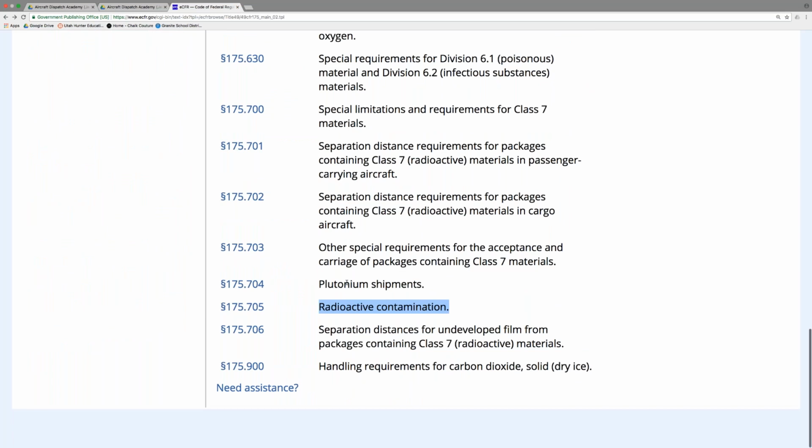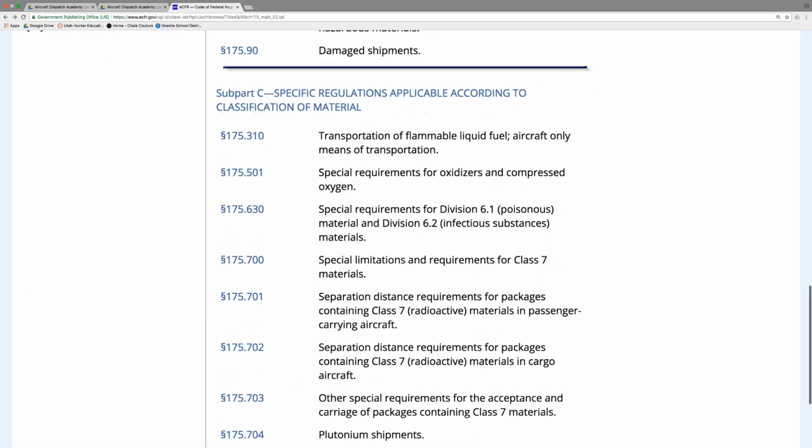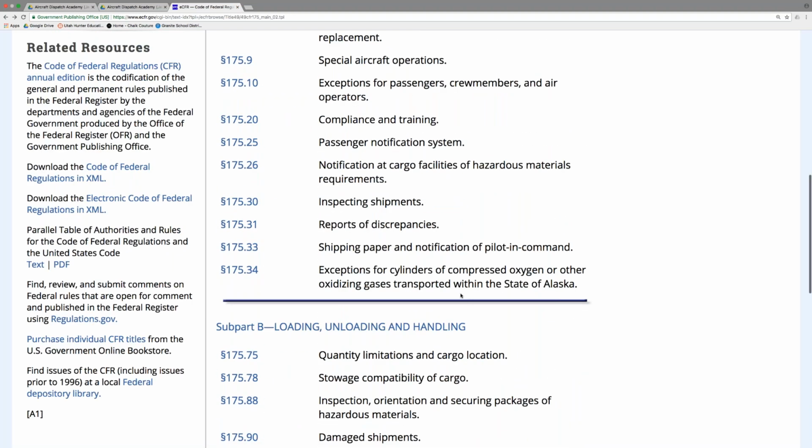Transporting plutonium and radioactive materials. What kind of things can we have? I was reviewing the ADX material on yellow radioactive. How many feet? I think it's like 4 feet from the general passenger area. Yeah, you get the passengers too.